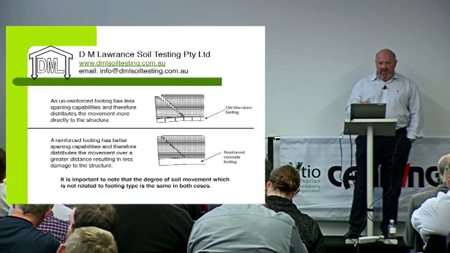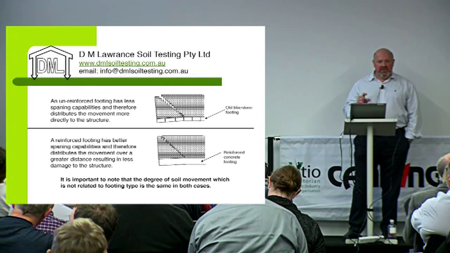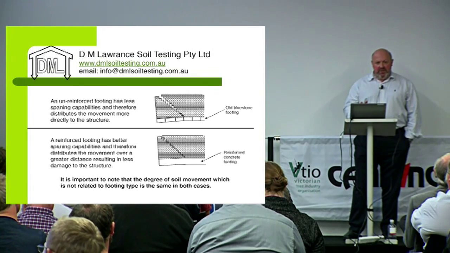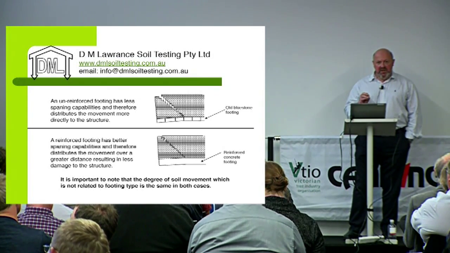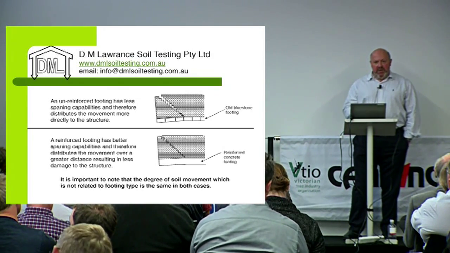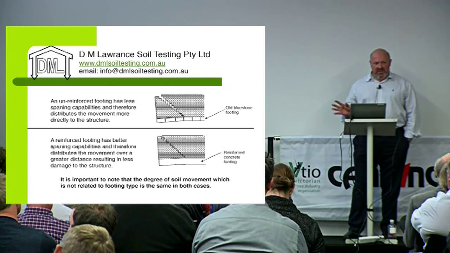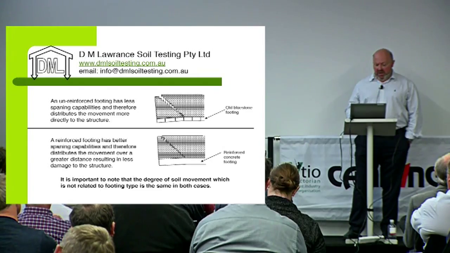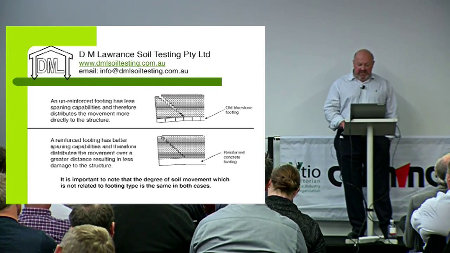It's important to note that the mechanism of movement is still the same. The mechanism of movement is soil movement. The effect of the footing type is it exaggerates the distress because it concentrates to one area. So it's got nothing to do with the actual fundamental cause of what the distress is being caused by. It's just an exaggerating factor.